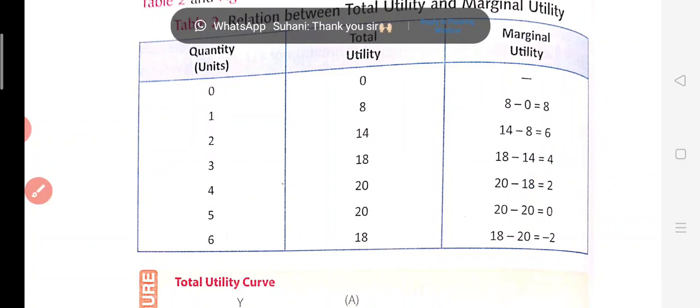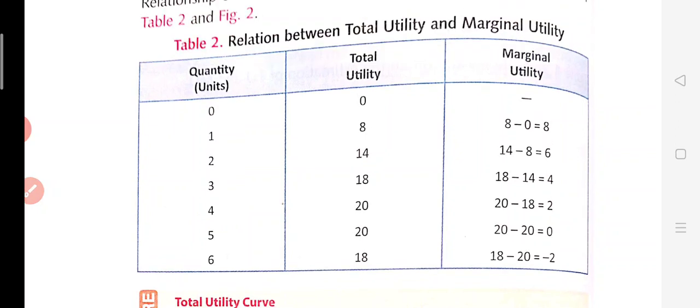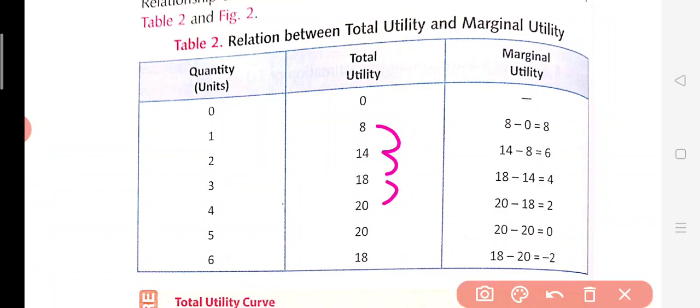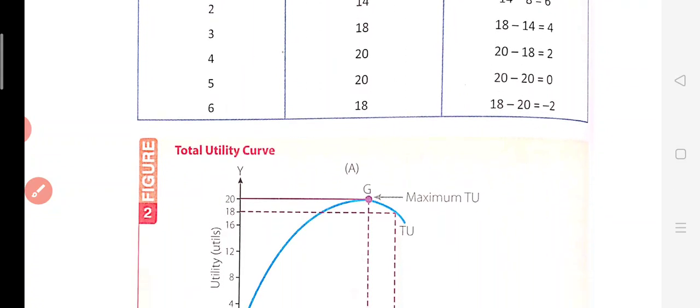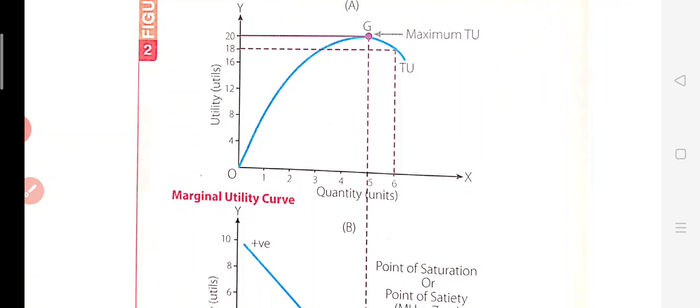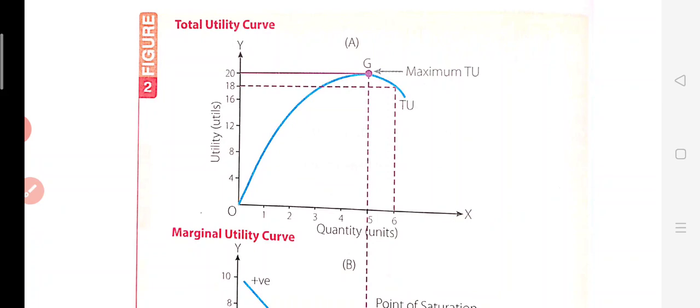And this marginal utility is nothing but the additional rate. Here the additional rate is how much is adding up over here: 6, then 4, then 2, then nothing, then 0. So this addition is written over here, 8, 6, 4, 2, 0 and minus 2. So this is the schedule. Now what is the relation? Let us understand with the help of the diagram now.